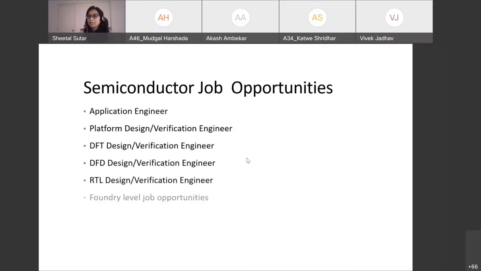And within semiconductor itself, there are many opportunities. Semiconductor itself is a very huge, very vast domain. If you take the example of a laptop, when your laptop is out in the market, it goes through many processes. At the end, the company that designs the motherboard delivers that motherboard to some other company for further development.